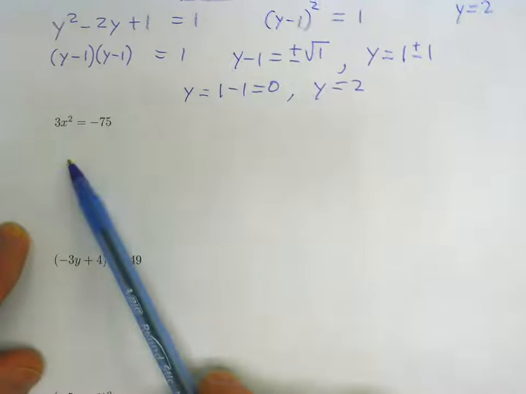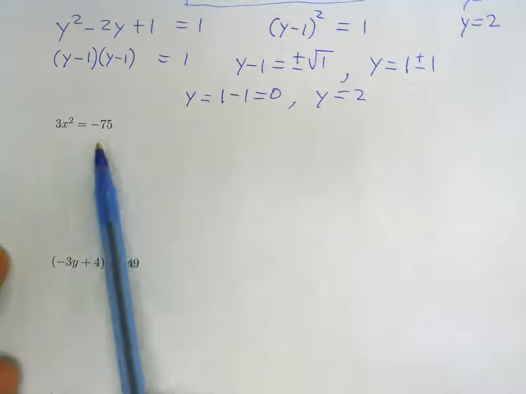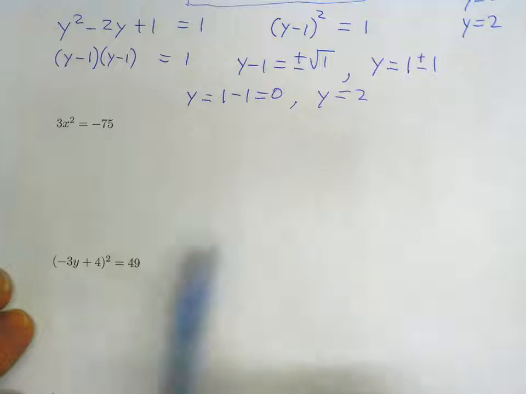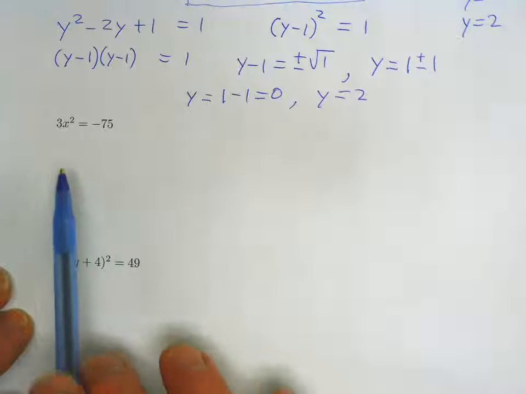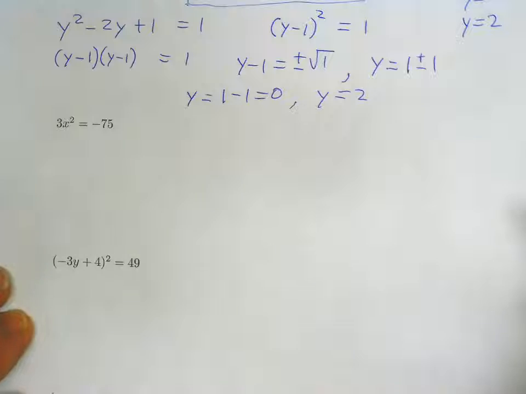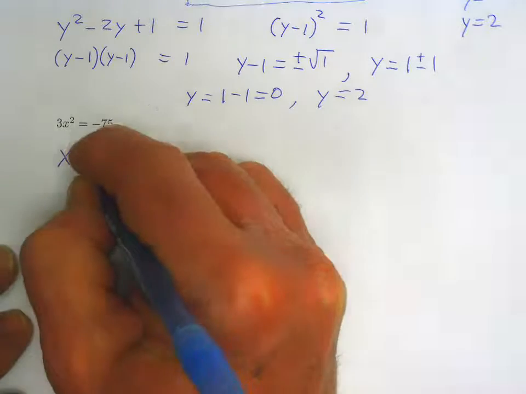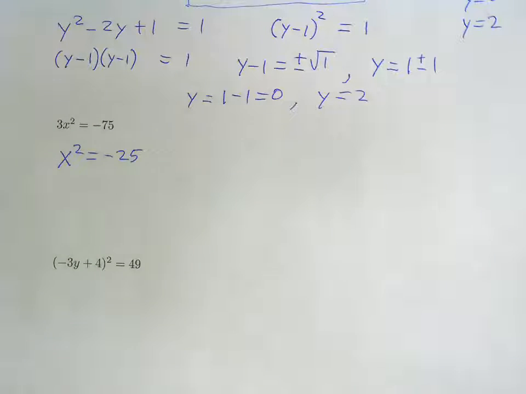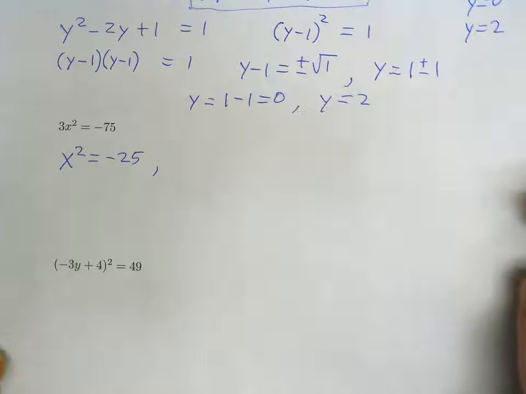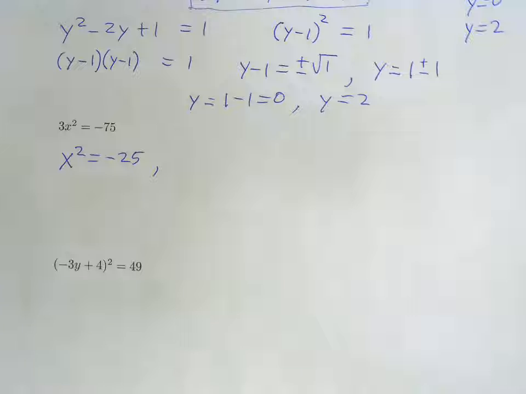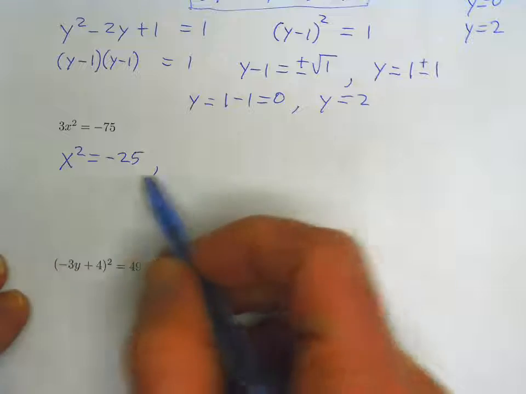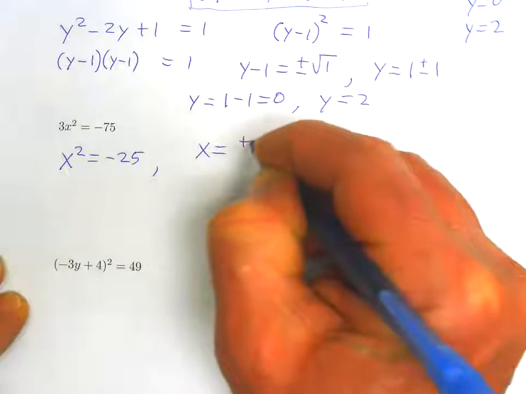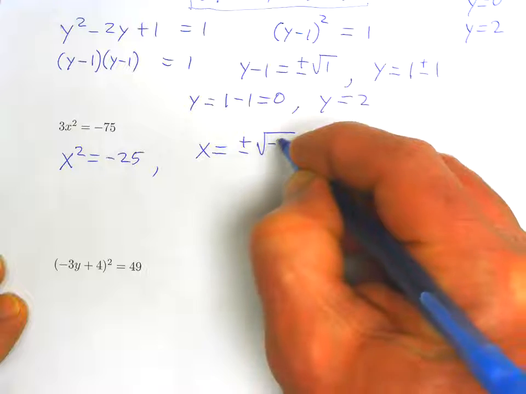Okay, let's do the next one. 3x squared equals negative 75. So before applying the square root property, we should divide both sides by 3. And so we'll get x squared equals negative 25, because negative 75 divided by 3 is negative 25. And now we can apply something that was discussed from section 8.8 on square roots of negative numbers. So this one is x equals positive and negative square root of negative 25.